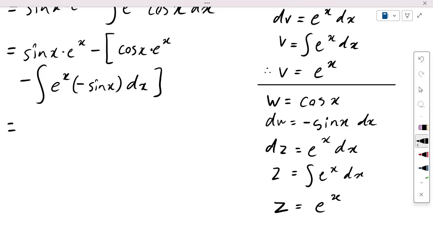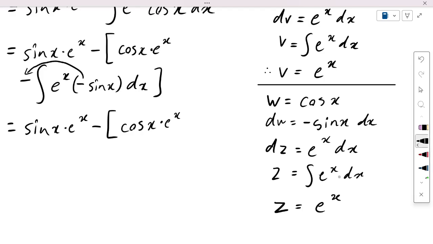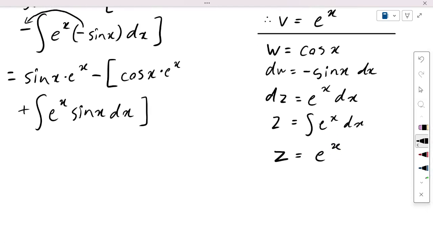We're going to simplify it further. We're going to have sine of x multiplied by e to the x, and then over here, okay, let's just first focus on the inside. First, simplify the inside. It's going to be cosine of x multiplied by e to the x, and because this negative is over here, we can actually take this negative out, and then it'll become positive. So it'll be positive integral of e to the power of x multiplied by sine of x with respect to x. Alright, and now we're going to take the negative into the bracket. So it's going to be sine of x.